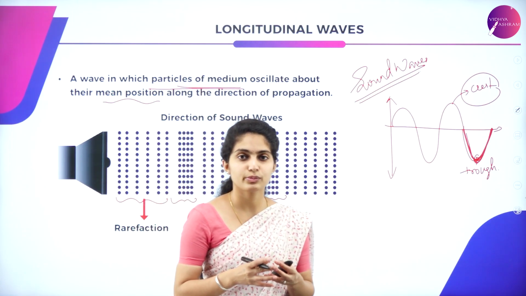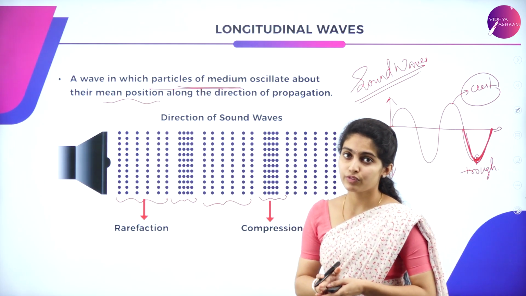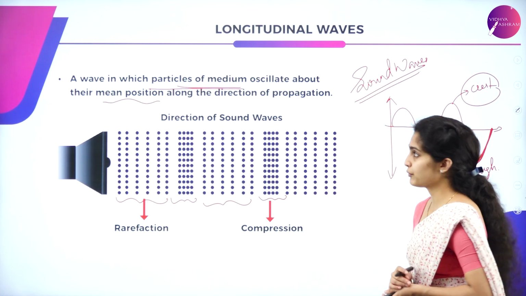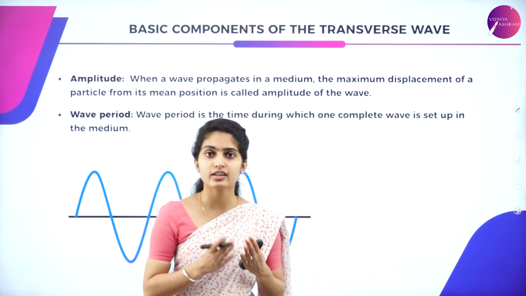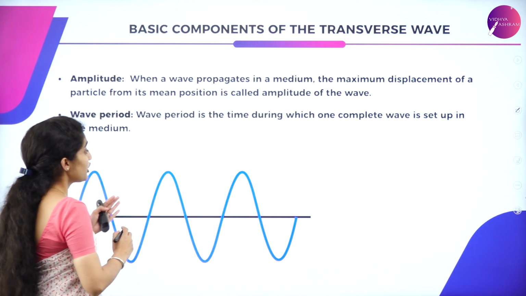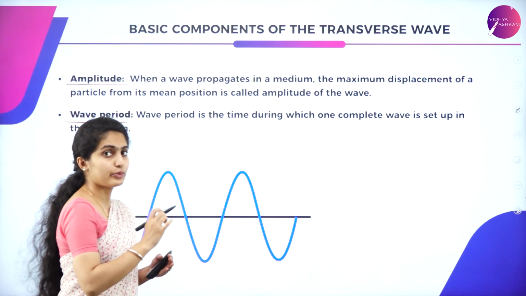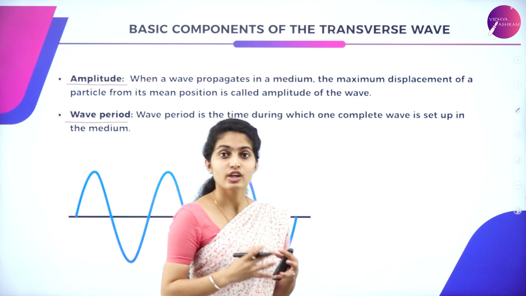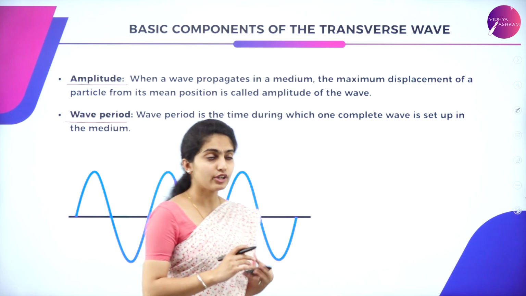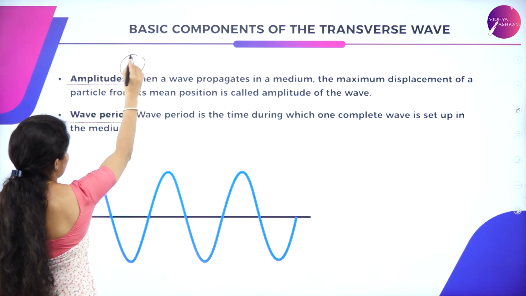So having the concept of the transverse wave and longitudinal wave, further we are dealing with the wave that is a transverse wave, that is said to be a light wave. Let us study the basic concepts of this transverse wave. Here we have amplitude, wave period, wave frequency, phase, velocity as well as wavelength. First, let us deal with amplitude, whose symbol is A.